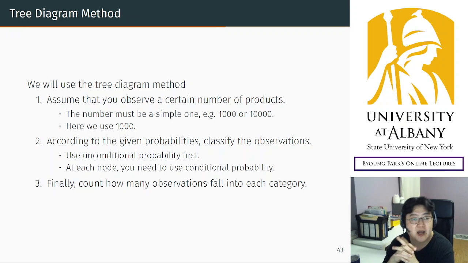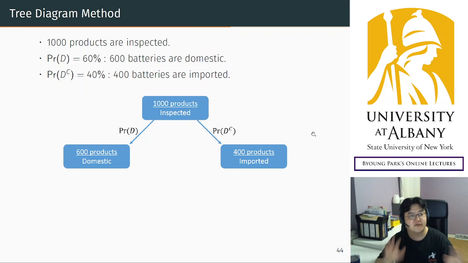So, I'm going to show you how to use the tree diagram method to classify 1000 batteries into four outcomes using the given information. Let's think about this. First, there are 1000 batteries, 1000 products. 1000 batteries are inspected, and I will divide them into domestic batteries and imported batteries. And we know their proportions. We already know that 60% are domestic and 40% are imported.